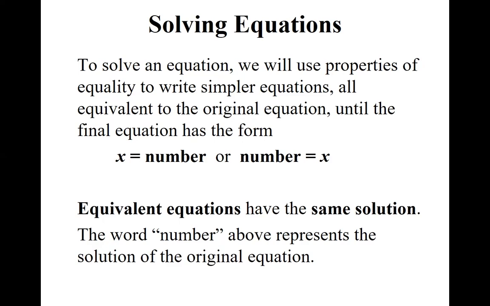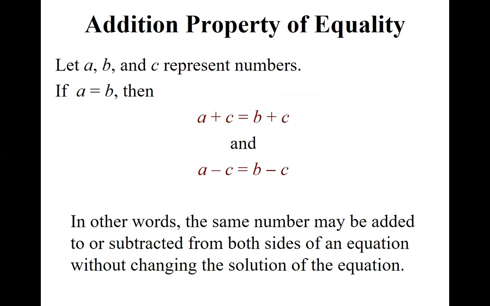This will make sense, I promise. The addition property of equality. I'm going to say it in its technical form, and then I'm going to simplify it for you. Let A, B, and C represent numbers. If A equals B, then A plus C equals B plus C, and A minus C equals B minus C.